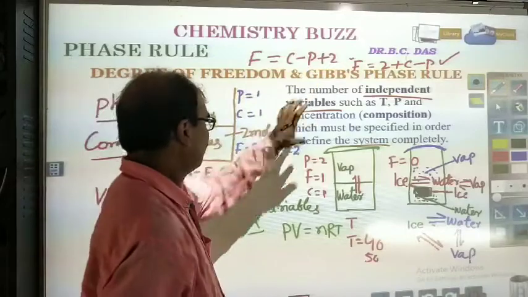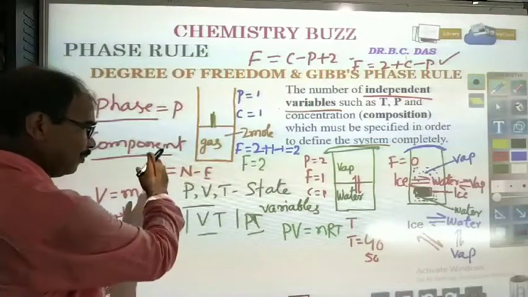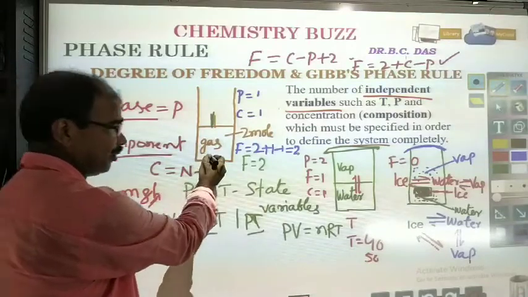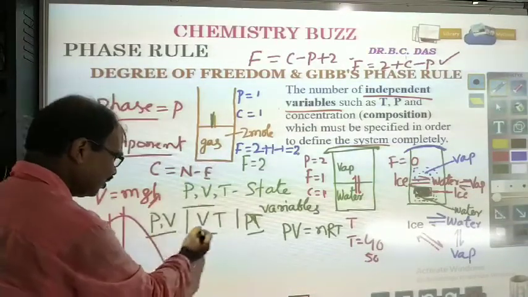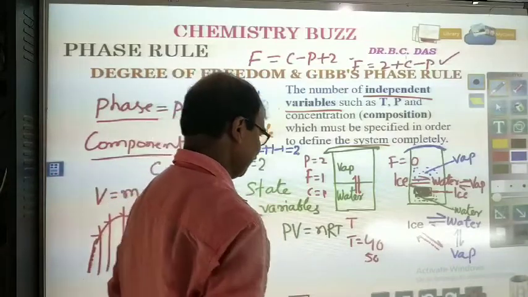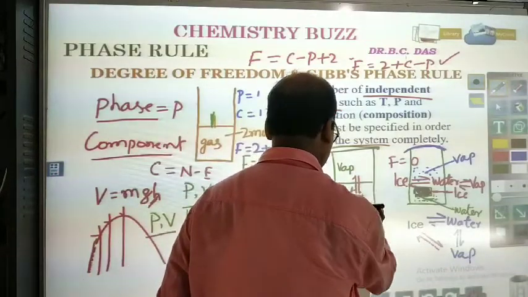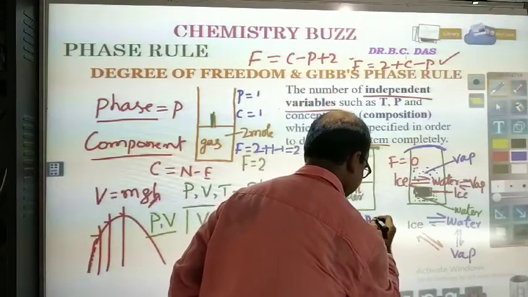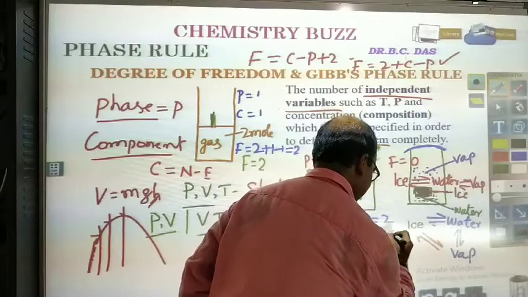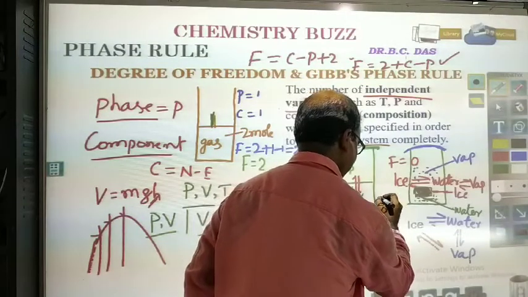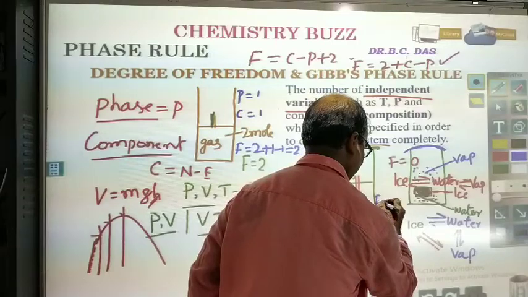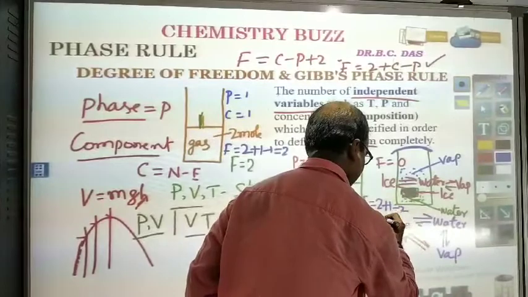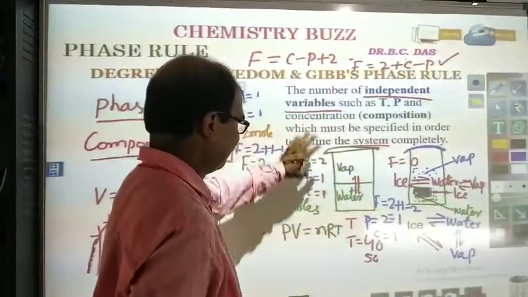Using this formula we obtain that the degree of freedom is 2, and from considering the basics we have already obtained that the degree of freedom is 2. The dependent variables and independent variables we have separated here. And if we consider the water vapor and water equilibrium, here P is equal to 2, component is equal to 1, so the degree of freedom F is equal to 2 plus 1 minus 2, that is 1. So we get the same thing.